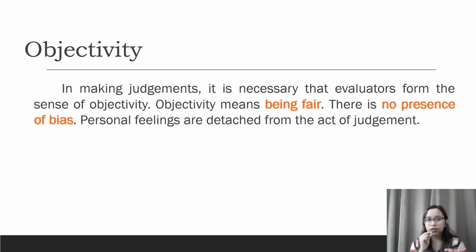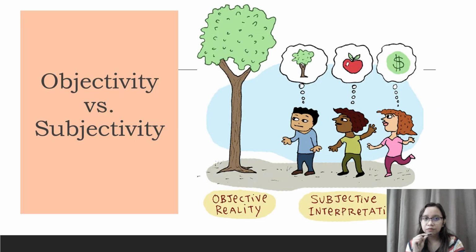This is the direct opposite of subjectivity. When we say objectivity, it says here in the caption that objectivity means being fair. So there is no presence of bias. Whether you like or not a certain material that you're going to assess, you're going to remove your personal feelings from the act of judgment. So subjectivity involves yourself. Objectivity is free from your personal opinions and personal feelings. To give you a clear example of objectivity and subjectivity, let's look at the screen.